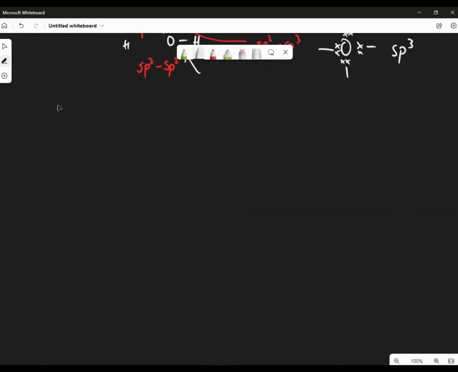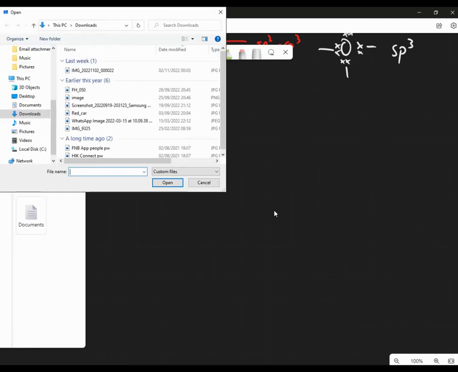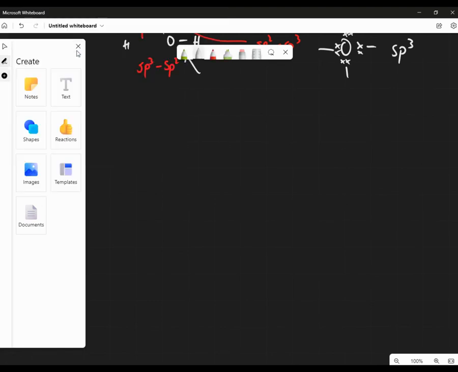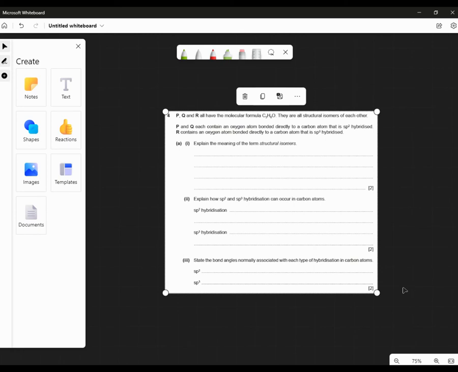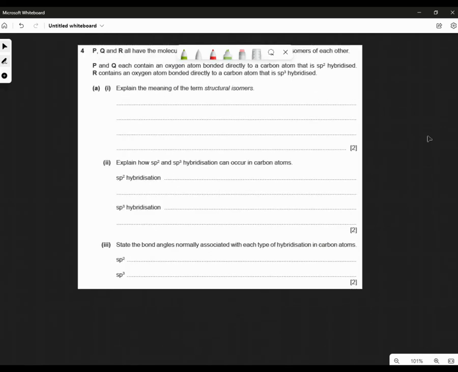Now, before we do anything else, we can grab some images. Where's my desktop? There we go. Question 1. Let's go over these, and this is what you've got to know, guys. So don't worry if you don't understand anything I've done, this is what you've got to know.